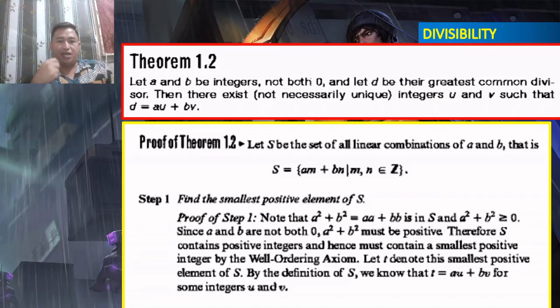Smallest positive element ni S. Okay, mangita ta class atong smallest nga naman. Katong smallest ato makita kas mao na to himuon atong GCD sa A ug B. Okay? Proof of step 1.